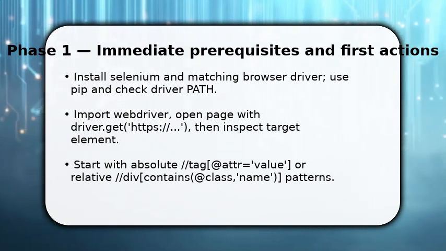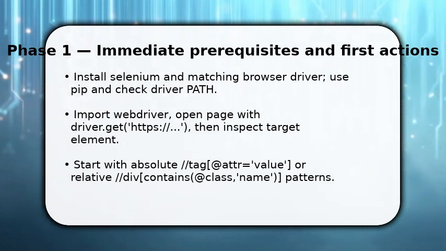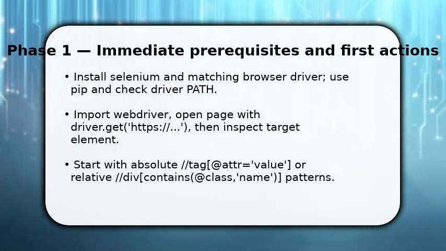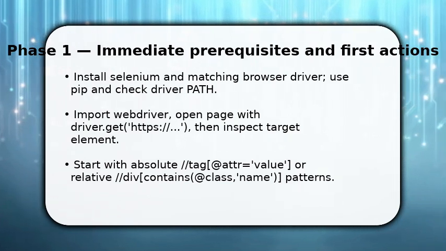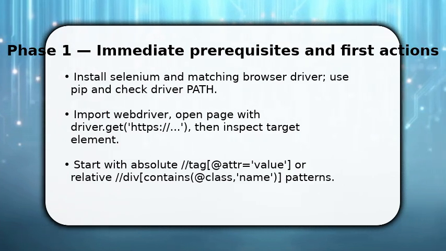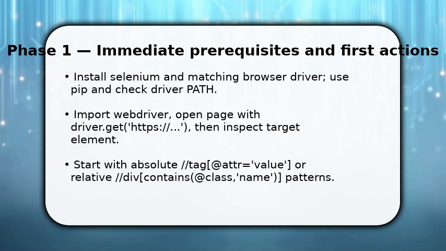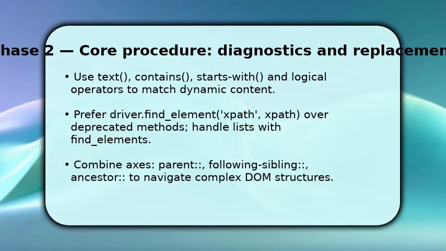Use //tag[@attr='value'] for exact matches or //tag[contains(@class, 'part')] for partial matches. You do this because attributes are stable identifiers. Make sure to prefer relative XPaths to avoid brittle absolute paths, and to verify the XPath in the console before using it in code.